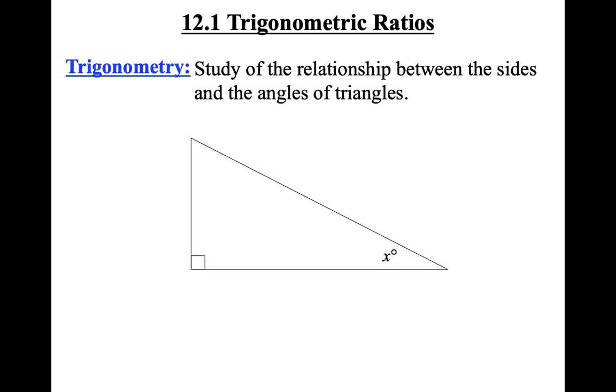Trigonometry, because triangles are unique in this way, allows us to use the relationship to find unknown sides because of its structure.